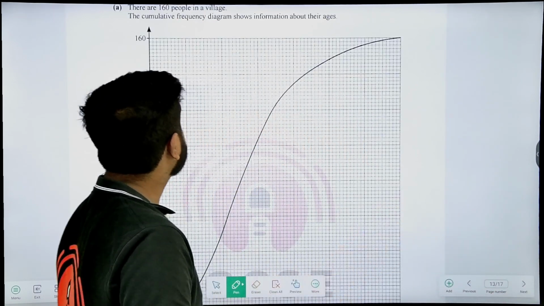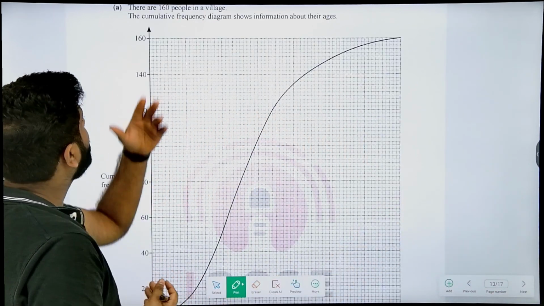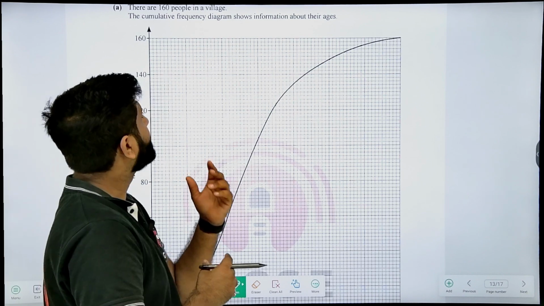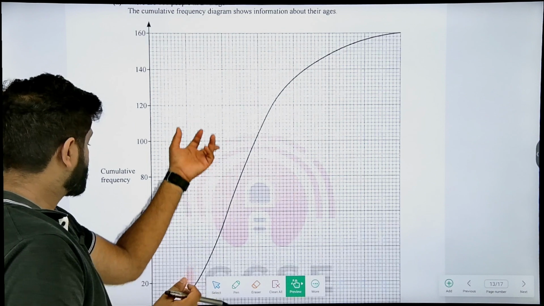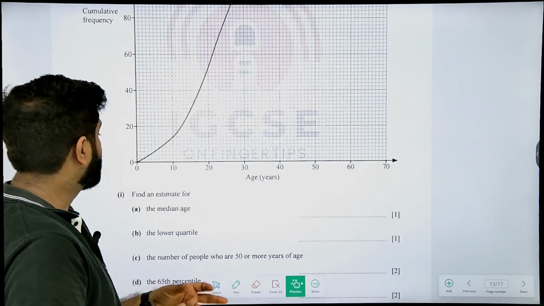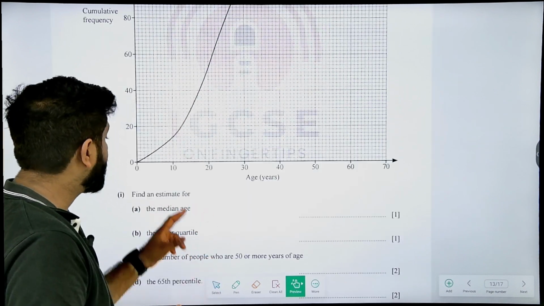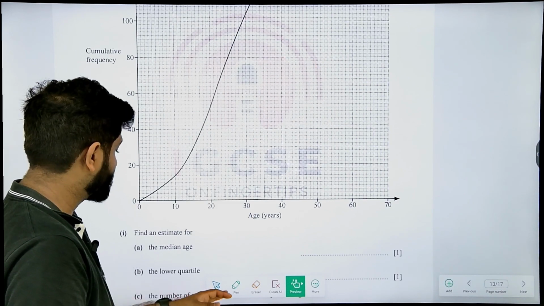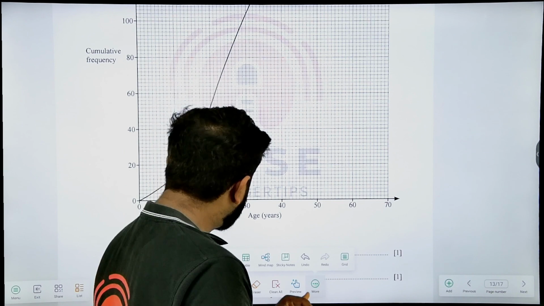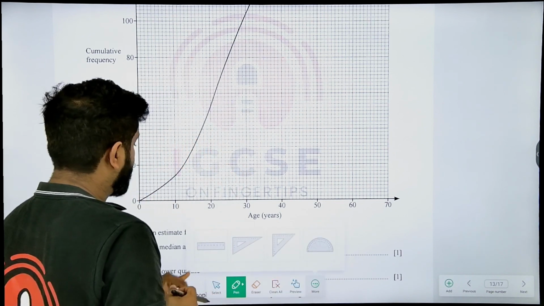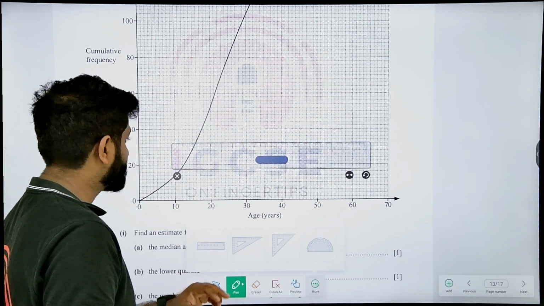Now I am going to the next question. There are 160 people living in a village. The cumulative frequency diagram shows information of their ages. Okay. So what does the question say? Find the median age. The median age means I'll have to find the 50th percentile. Guys, I do not have a scale for this, so I might be wrong. So kindly pardon me for this question. The scale is not appropriate.